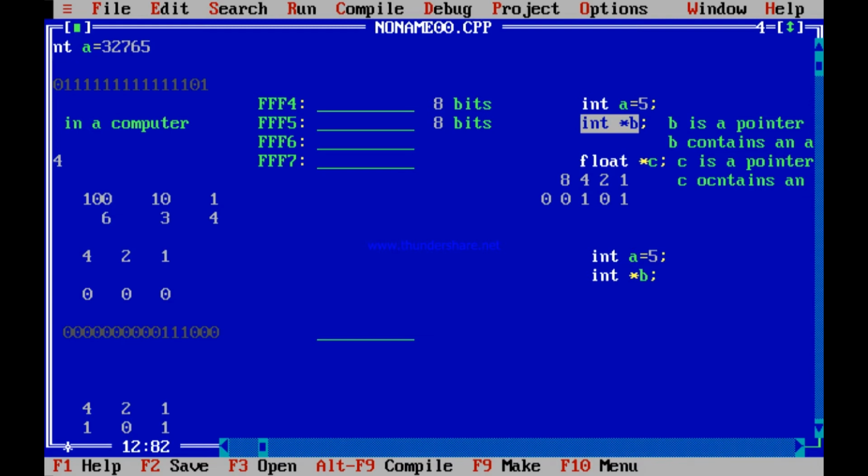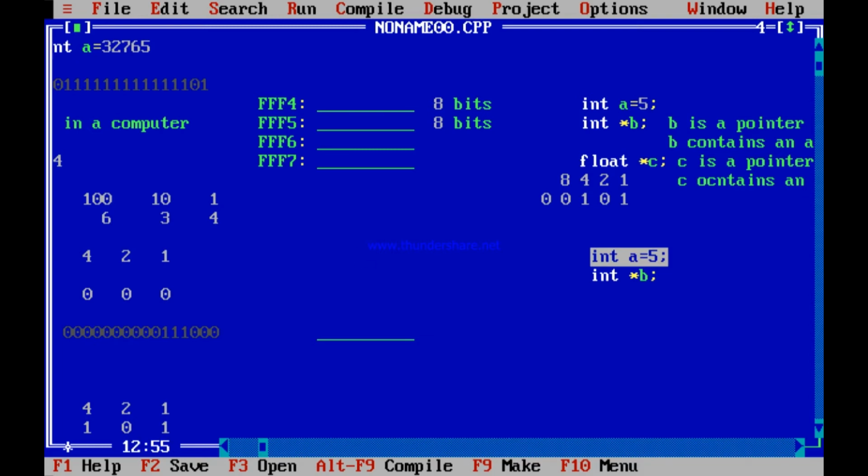Int A means A is an integer. Int star B means B is not an integer. B is an address. But what sort of address? An address which can contain an integer. So can B contain that address which contains A? Yes. Int A equal to 5 means 5 may be stored in FFF4 and FFF5. 2 bytes, 2 8-bit, 2 memory locations.